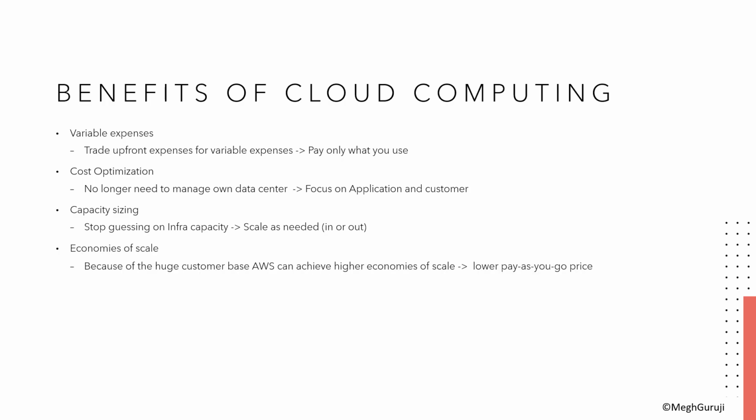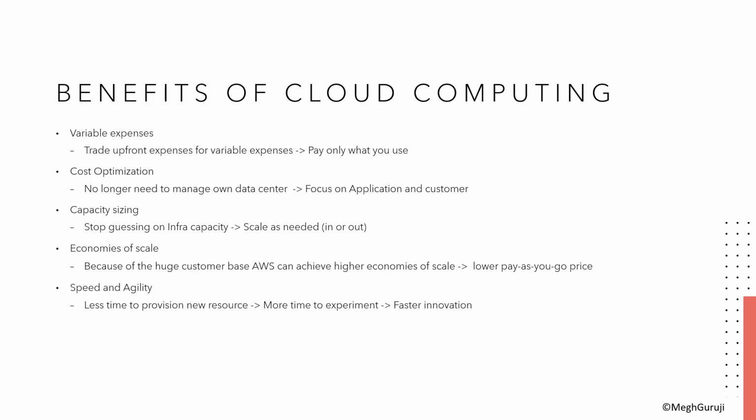Then economies of scale means, because of the huge customer base of AWS, they will have a big data center, and in that data center a lot of companies will be hosting their applications as per the cloud offering. So whenever the number of customers increases, because of that huge customer base, AWS can provide a much lesser price for the resources. AWS can achieve higher economies of scale, and then they can offer the lower pay-as-you-go price. So they will give lower price in that case.